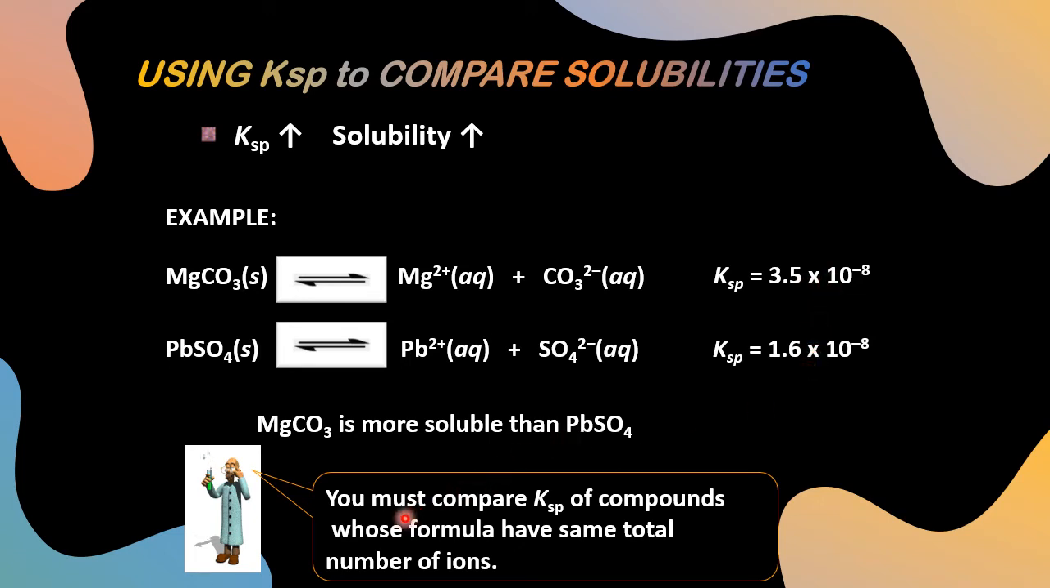So always remember, we must compare Ksp of compounds whose formulas have the same total number of ions. So over here it is 1, 1, which equals 2, and 1, 1 equals 2.